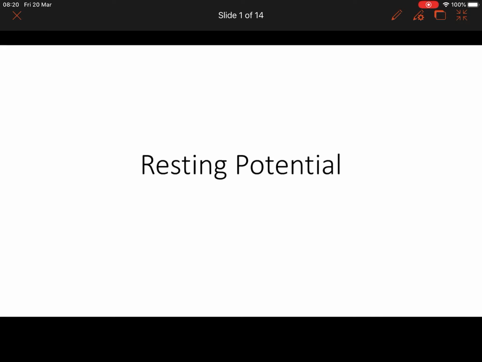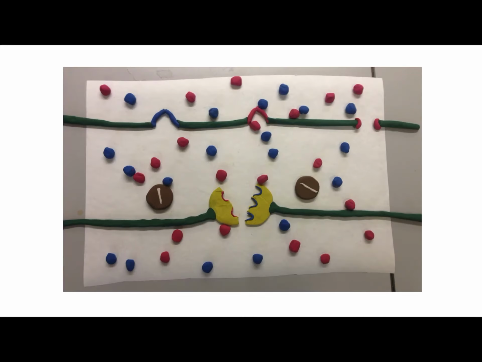In this video, I'm going to explain how the resting potential is maintained in the axon of a neuron. What I've constructed here is a model of the axon. These green lines represent the phospholipid bilayer, and I've also shown a few proteins that are inserted into these membranes. So what we have here is the inside of the axon. This is our cytoplasm, and here is the extracellular tissue fluid.